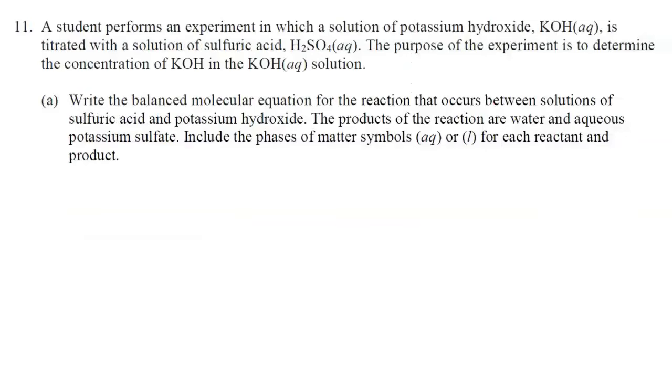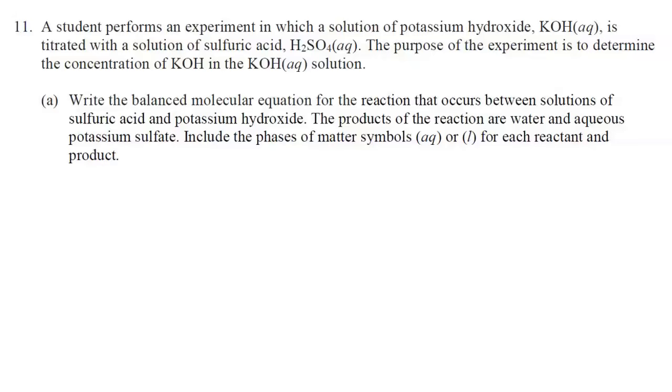Question 11. A student performs an experiment in which a solution of potassium hydroxide, KOH, is titrated with a solution of sulfuric acid, H2SO4. The purpose of the experiment is to determine the concentration of KOH in the solution. Part A. Write the balanced molecular equation for the reaction that occurs between solutions of sulfuric acid and potassium hydroxide. Include the phases of matter symbols.